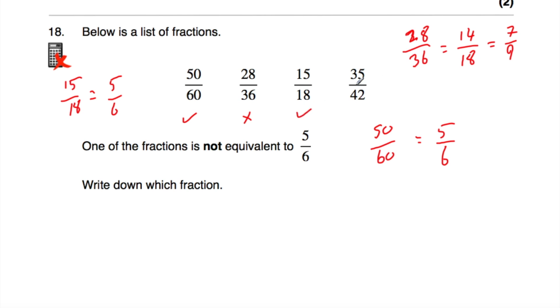And 35 42nds. They're both divisible by 7. We can divide both of these numbers by 7. 35 divided by 7 is equal to 5, and 42 divided by 7 is equal to 6. So that's 5/6 as well. So the fraction that's not equivalent to 5/6 is 28 36ths, because that one's equal to 7 9ths.